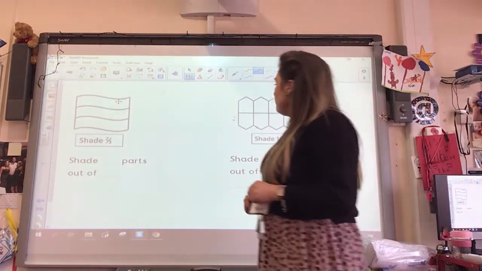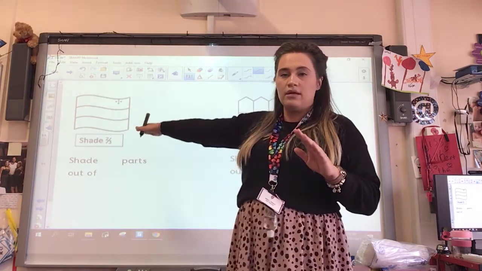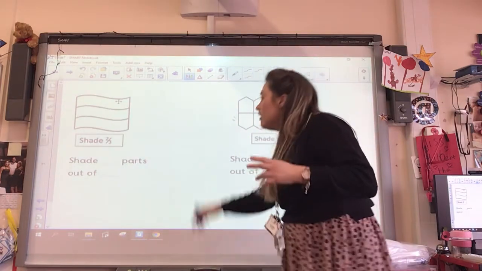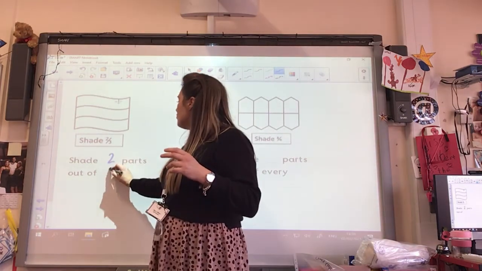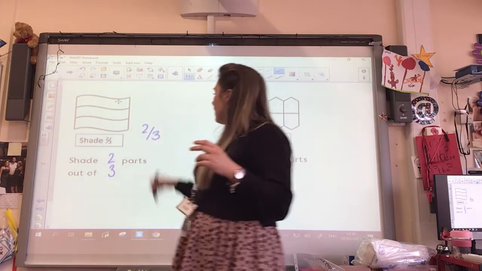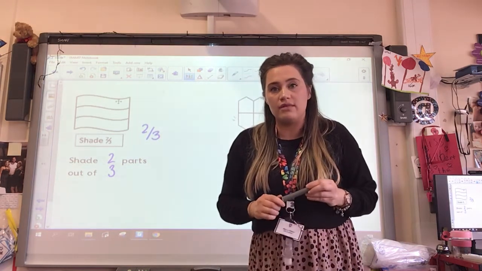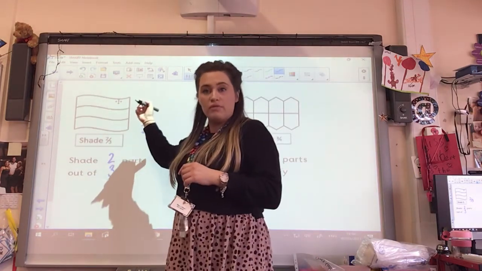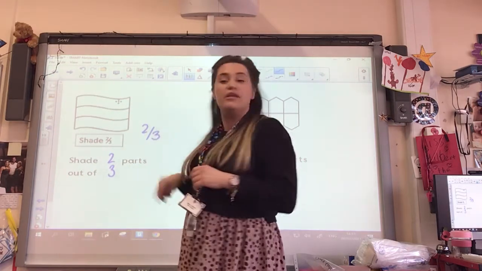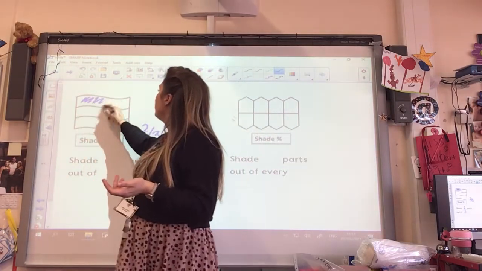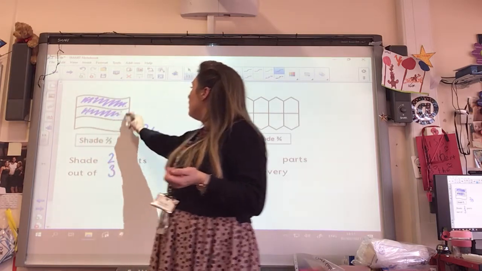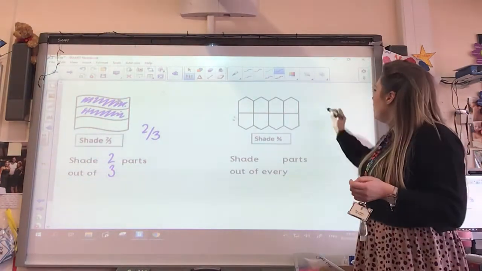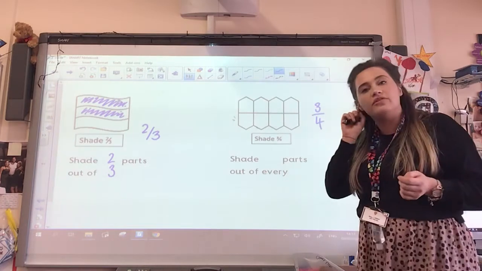Okay. Now this fraction over here, it looks a little bit like a flag, doesn't it? And the question is asking you to shade 2 parts out of 3, because the fraction is 2/3. Now because there are 3 parts altogether in this shape, it's really straightforward. All you need to do is shade in 2 of those parts, because you've got 3 equal parts. The fraction's telling you to colour in 2, and that's what you're going to do. 1 and 2.